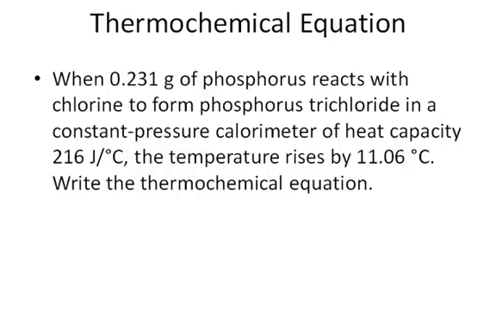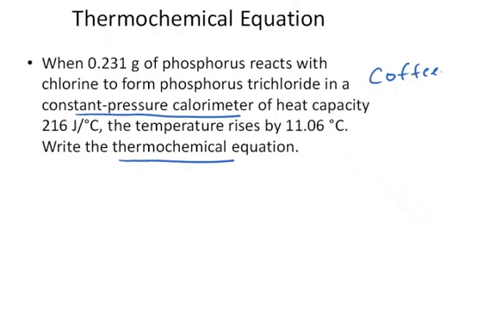Write the thermochemical equation. So when we talk about a thermochemical equation, what we're talking about is writing down the balanced chemical equation with the change in enthalpy right next to it. So in this case, first we need to identify how much heat was released. The device used here was a constant pressure calorimeter, the same as a coffee cup calorimeter.